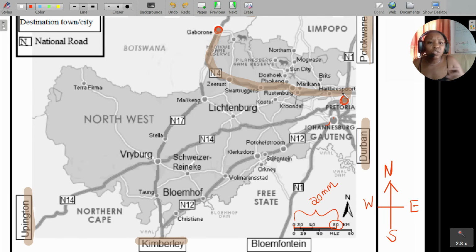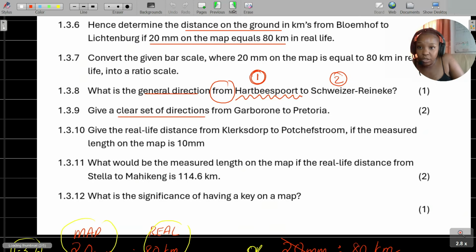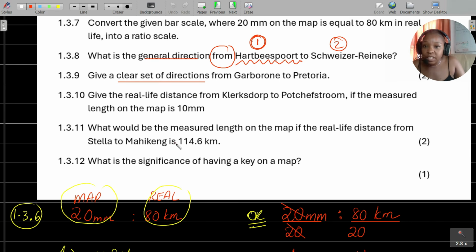It's also best to identify the last town or last place or last city that you're going to be passing. So after passing Hartbeespoort, you're going to travel along the N1 in the south direction until you reach Pretoria. That's how you are supposed to give a clear set of directions. Good stuff. So we are done with giving a clear set of directions. I did mention that I'm not going to type that, so you should have listened, and you need to write that down.